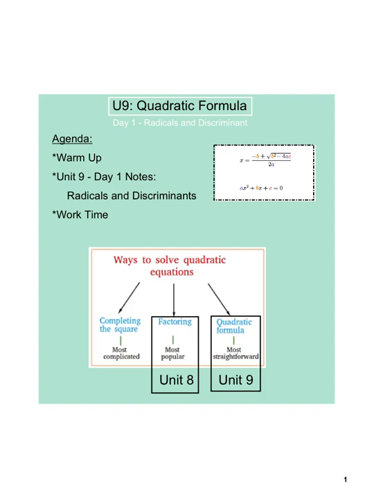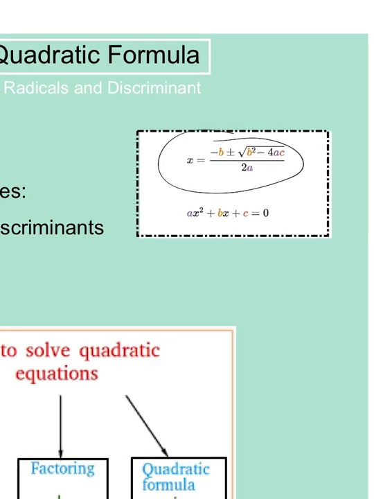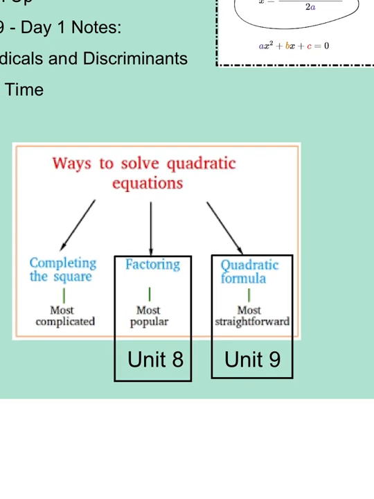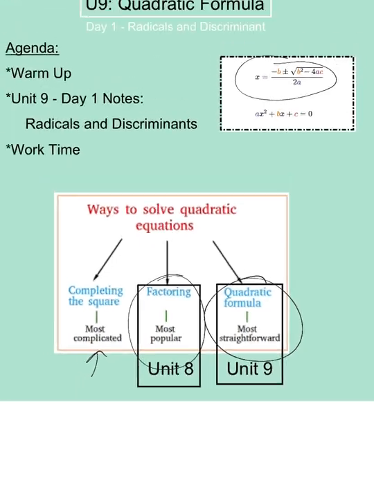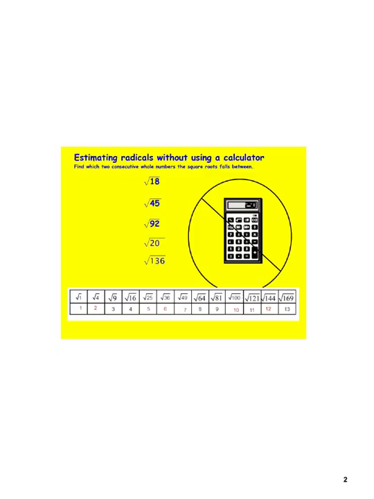Today we're going to focus on the quadratic formula, which is one of the cornerstones of algebra. You'll hear about the quadratic formula in a number of different areas. What we're going to look at today is ways to solve the quadratic. Last unit we dealt with factoring, which is probably the most popular way. Completing the square is the most complicated, but the quadratic formula is actually the most straightforward. It may not seem that way when you look at this formula, but over time you will see that there's a pretty steady process to work with the quadratic.